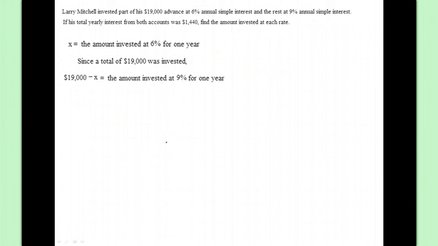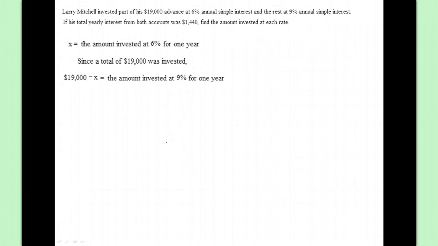Okay, so there's the 6% rate and a 9% rate. Let's let X equal the amount that's invested at the 6%. It's going to be for 1 year. The total is $19,000. That's what he's investing. So if X is the amount in the 6%, then the expression for the amount in the 9% is 19,000 minus X. For example, if there's 7,000 in the 6%, then 19,000 minus 7,000, you'll have 12,000 in 9%. So you subtract from the total. It's going to one place or the other.